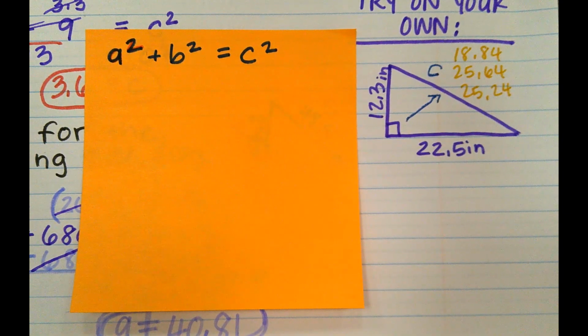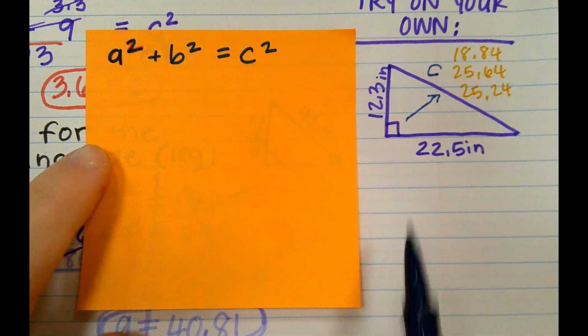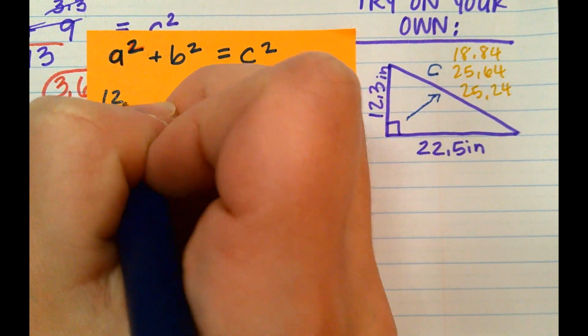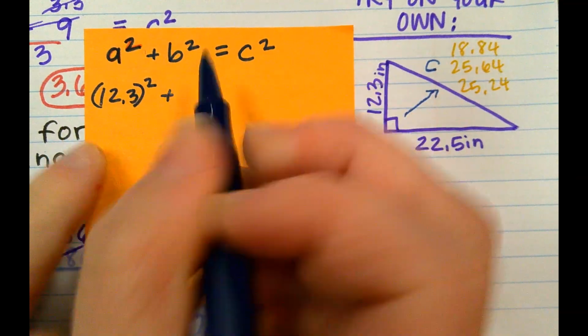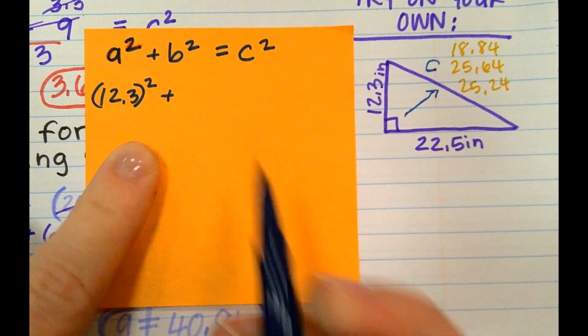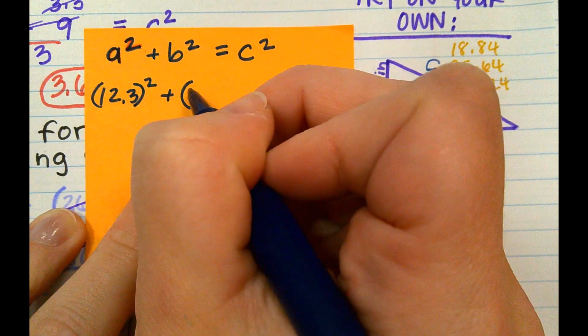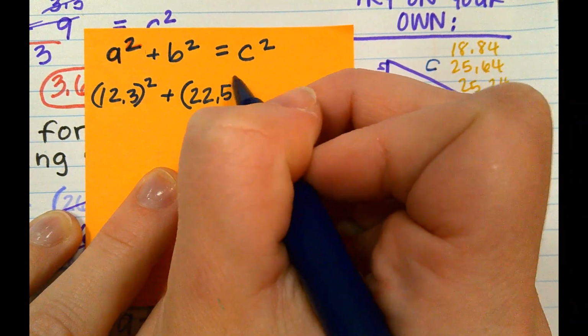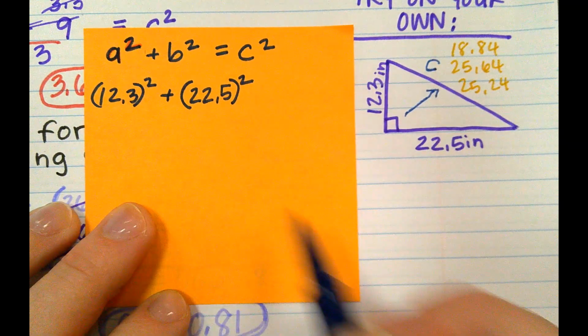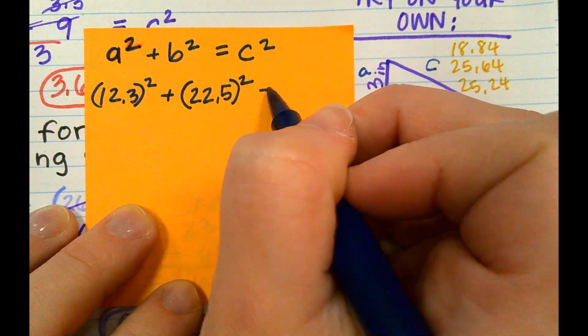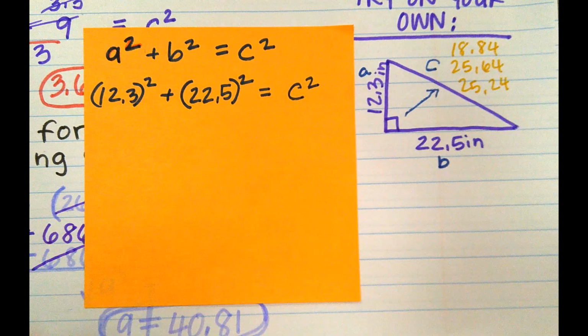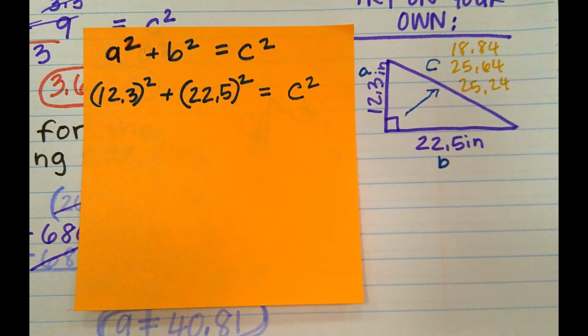Now, does it matter which one I put where for A and B? It doesn't. You can make it either way. You can do 12.3 squared first, or you could do 22.5 squared first. As long as those two are in A and B, it can be in either order. So I plugged in my A, we'll call that A, call 22.5 B, equals, now I don't know C squared. So we're going to be solving for C here.